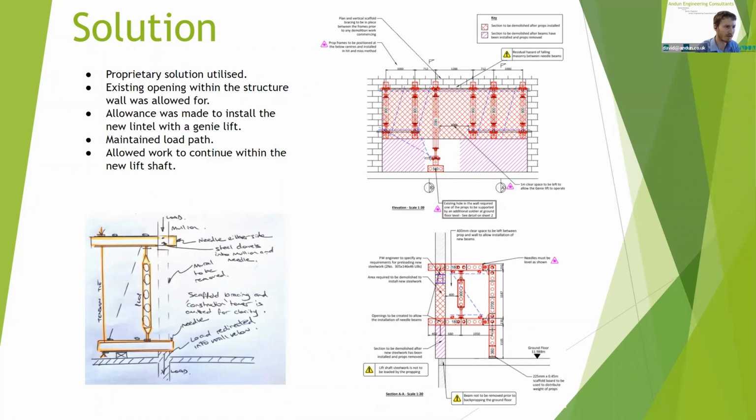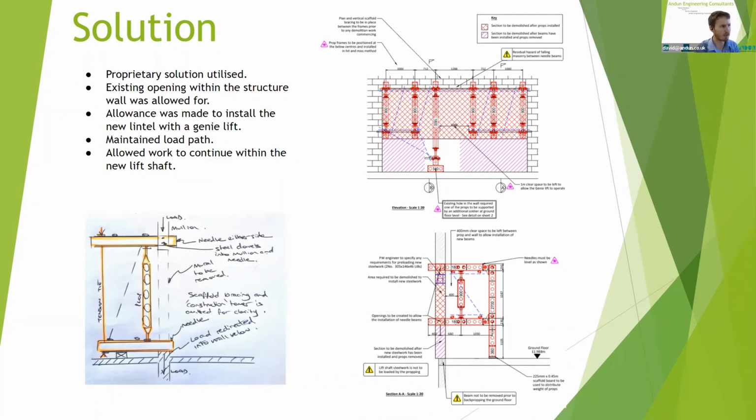We had to allow for a 1 meter gap in the middle to allow for the installation of a beam. So they were using a Genie lift to get that in, and obviously we had quite good conversations with the contractor involved to make sure that the installation could be carried out. And that was the other reason why we had to leave a reasonable gap between the prop and the wall. So it was slightly less efficient, but it enabled the installation of the new lintels.